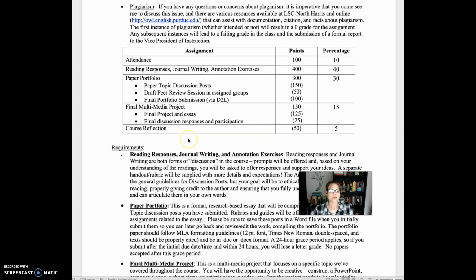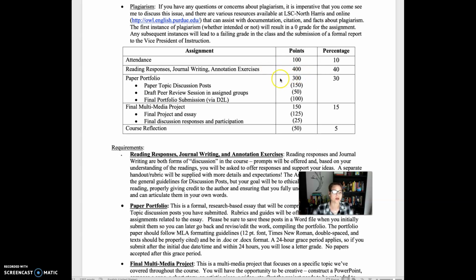Here is some information about how our assignments and our percentages are broken down. We're going to use a point system in our class. It's easier for you to see on a weekly basis how your grades are stacking up instead of using percentages. So 100 points will be attendance. A big chunk of our grade, 400 points or 40%, is going to be your weekly reading responses, journal writings, and annotation exercises.